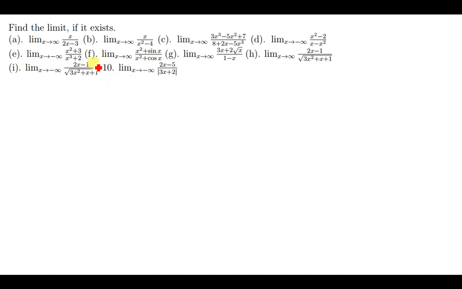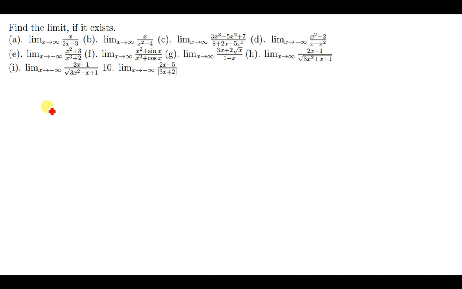Let's quickly solve these questions. Okay, so the first question says find the limit, if it exists, of x over 2x minus 3 as x approaches positive infinity. This question is only based on one concept.